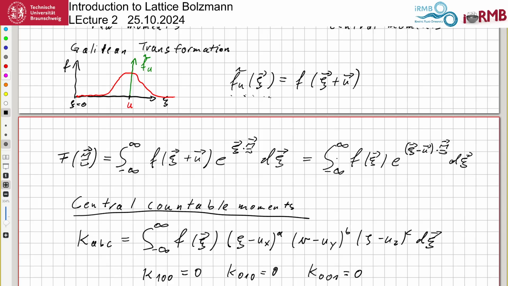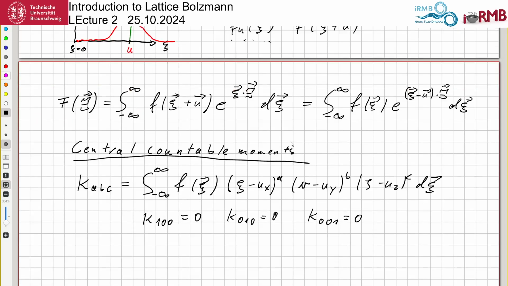I was under the impression that I wanted to derive this, but no, I don't. I want to do something else. I want to state that there's one quantity that is, as we say, Galilean invariant.